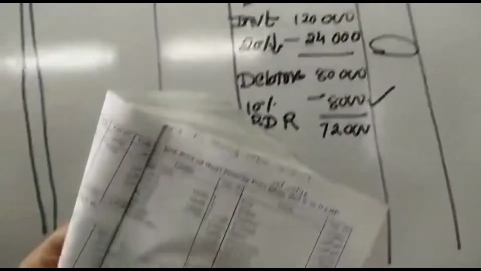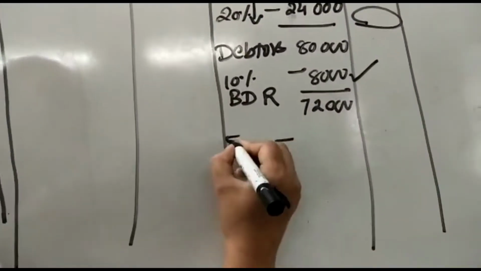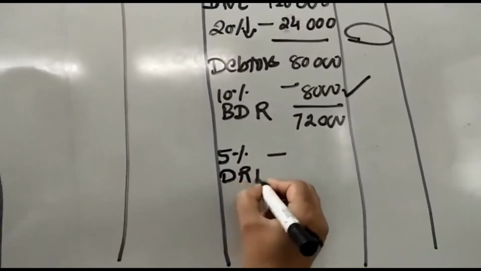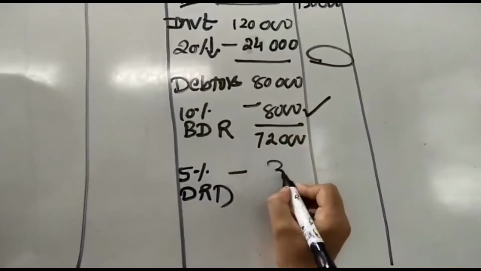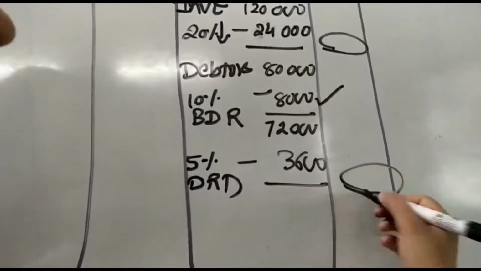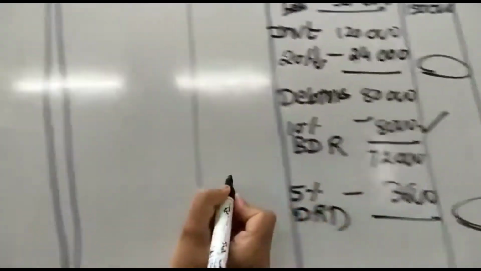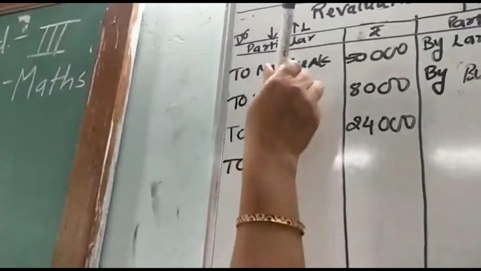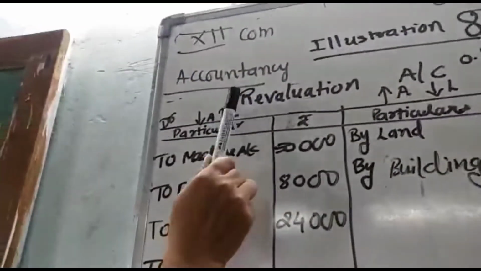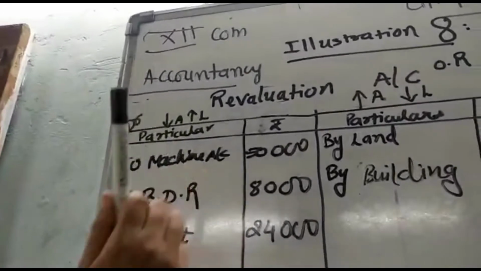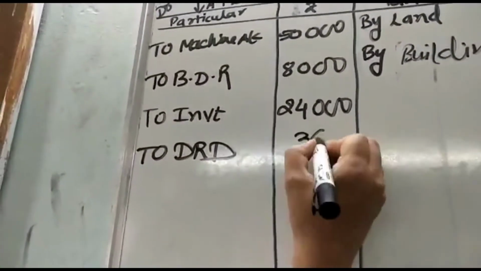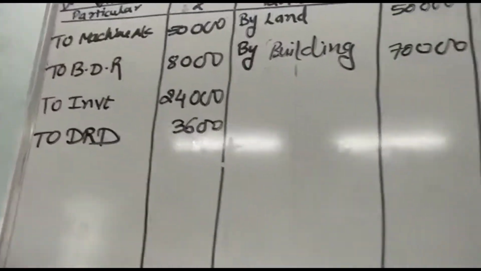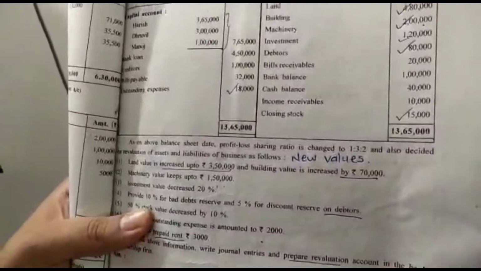5% DRD, discount reserve on debtors, minus 5% DRD. 10% is 7,200, 5% is 3,600. This would be in the outer column. 3,600. Another effect, as I told you, increase in liability and provision as per the rule of my lecture. So to DRD it will be 3,600. Next, 50% stock value is decreased by 10%.